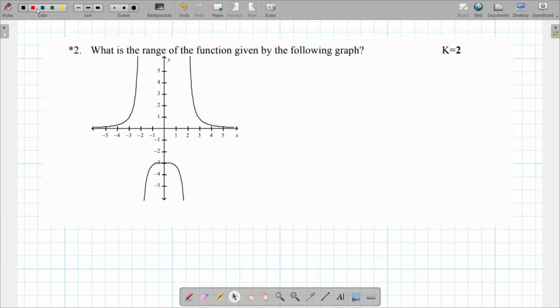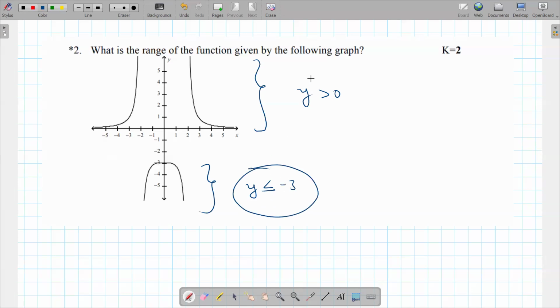So let's look at the top section first. So here, what's the range? X has to be greater than 0. Y has to be greater than 0. What about down here? Y has to be less than -3. Can it be equal to -3 or no? Yes. So you have this here, you have this here.